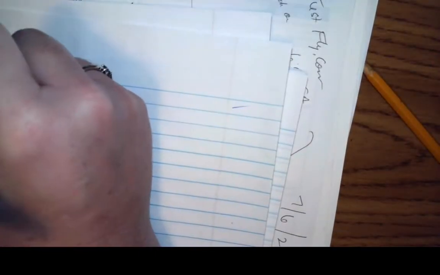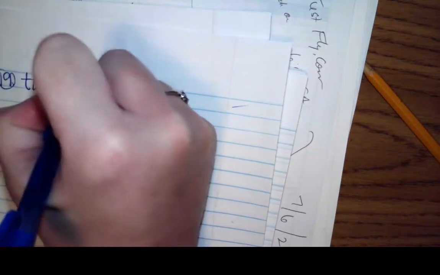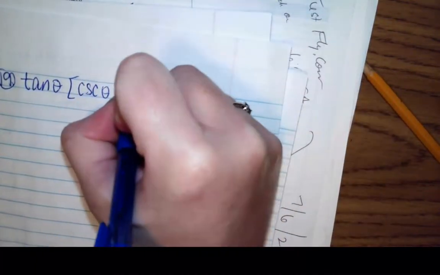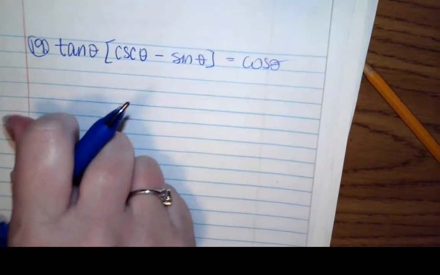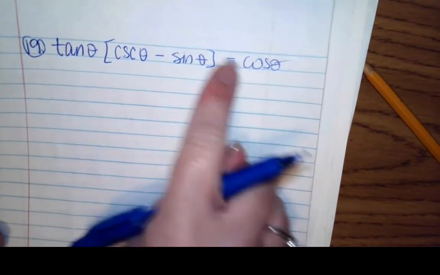So let's look at number 19. Number 19 is tan theta times the cosecant of theta minus sine theta equals cosine theta. So one of the things that might be handy to do is to write everything in terms of sines and cosines. Since I want this to be a cosine, it might be handy to work this through. So remember that tangent is distributed to both of these.